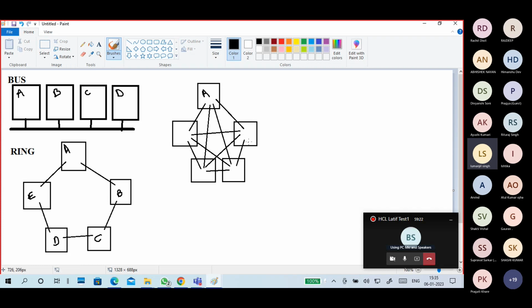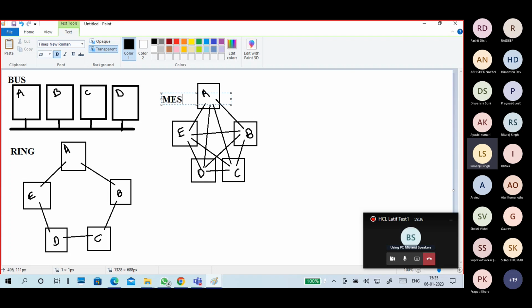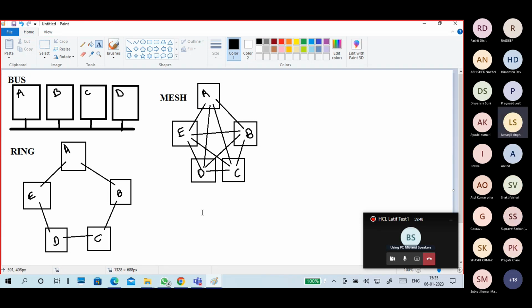Every device is connected to all other devices. So it is a highly redundant topology. First of all, it is complex, because we have to connect every device to all other devices. A lot of wiring is required and a lot of connectivity is there. So it is a complex topology, but redundant.